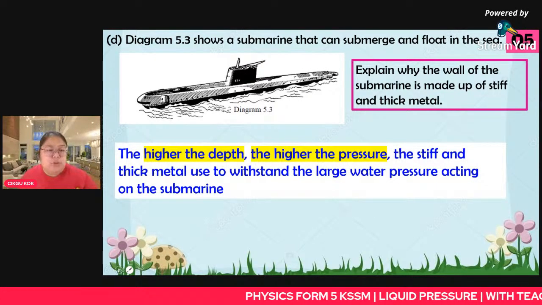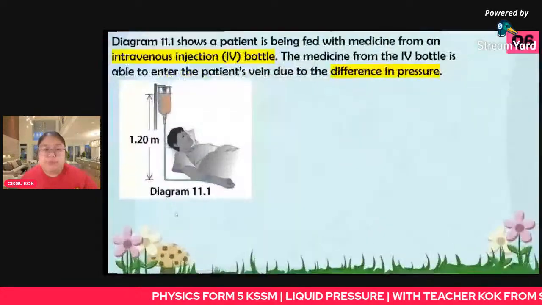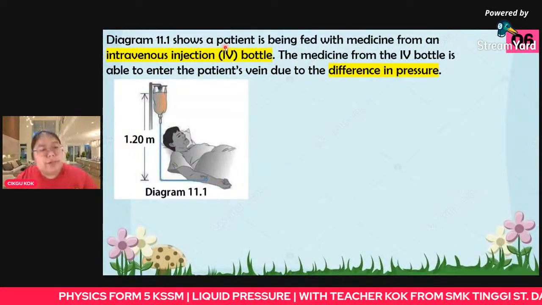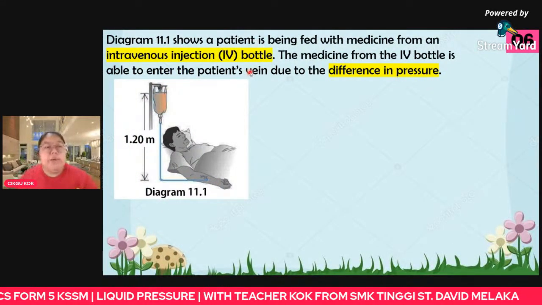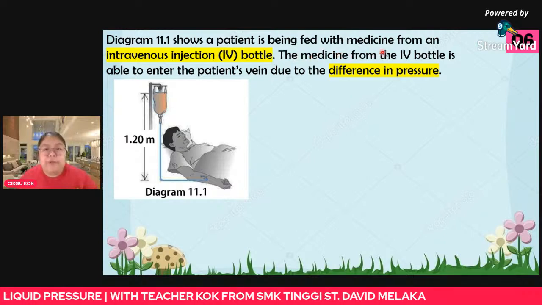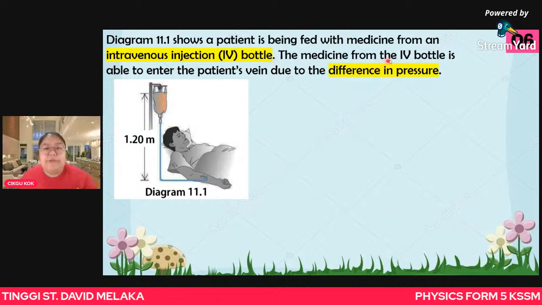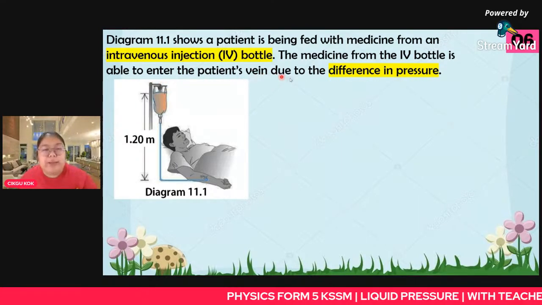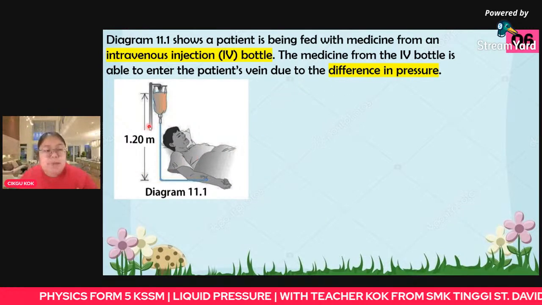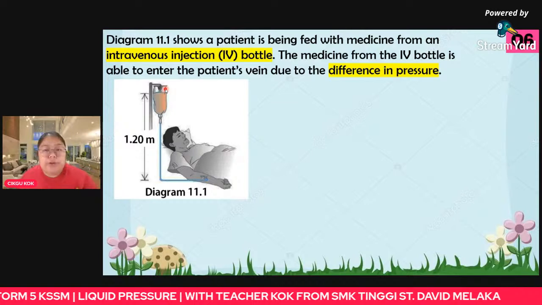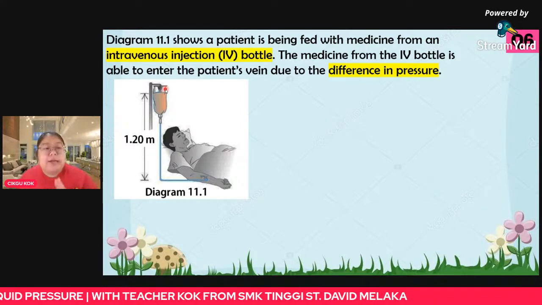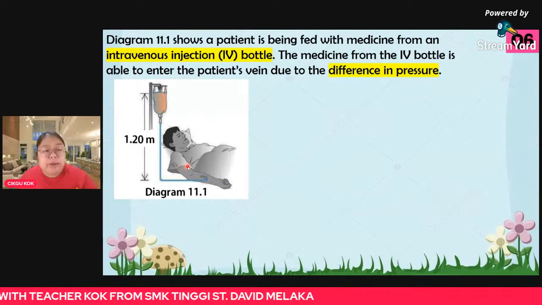Okay, then we go to the next part. Question number 6. Diagram 11.1 shows a patient being fed medicine from an intravenous injection bottle. The medicine from the bottle is able to enter the patient's veins due to the difference of pressure. They put it above 1.2 meters, so they want to create a difference of pressure, then the liquid can go into the body.